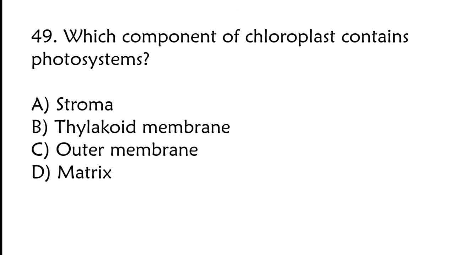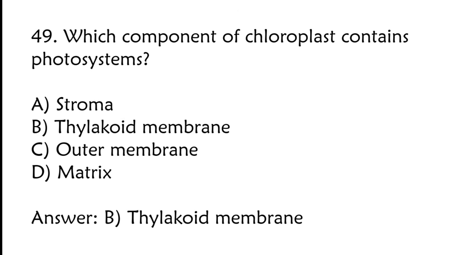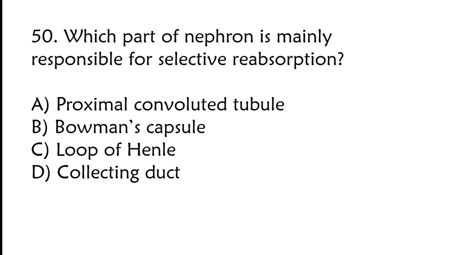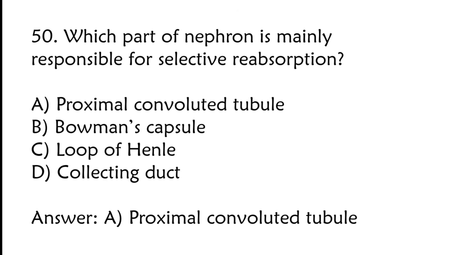Which component of chloroplast contains photosystems? Correct answer is thylakoid membrane. Which part of nephron is mainly responsible for selective reabsorption? Correct answer is proximal convoluted tubule.